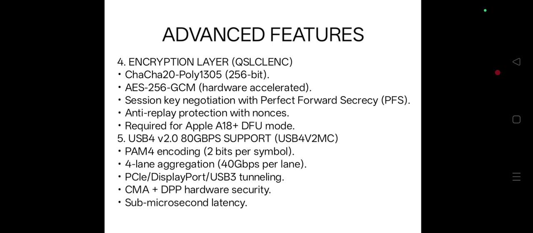Now, USB4 v2.0 80 Gbps support, with the header called USB4V2 MC. It has PAM-3 encoding, 2 bits per symbol, and 4-lane aggregation, 40 Gbps per lane. It also has PCIe, DisplayPort, and USB 3 tunneling, and CMA plus DPP hardware security with sub-microsecond latency.